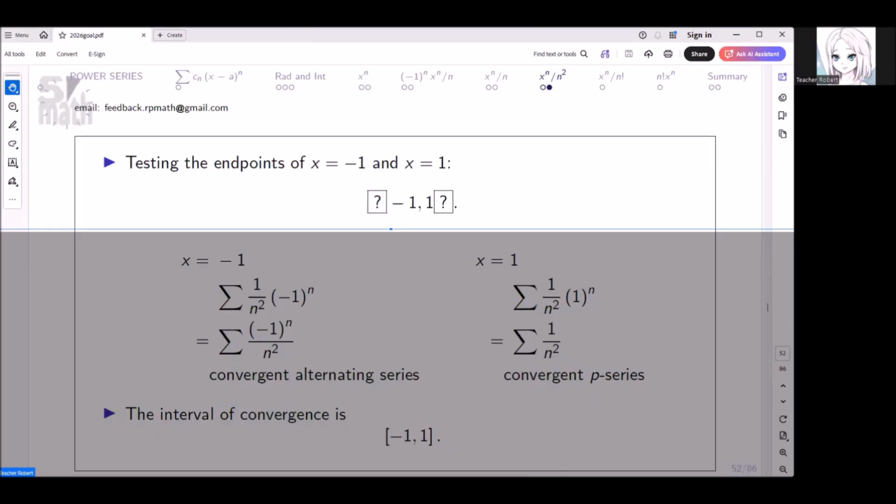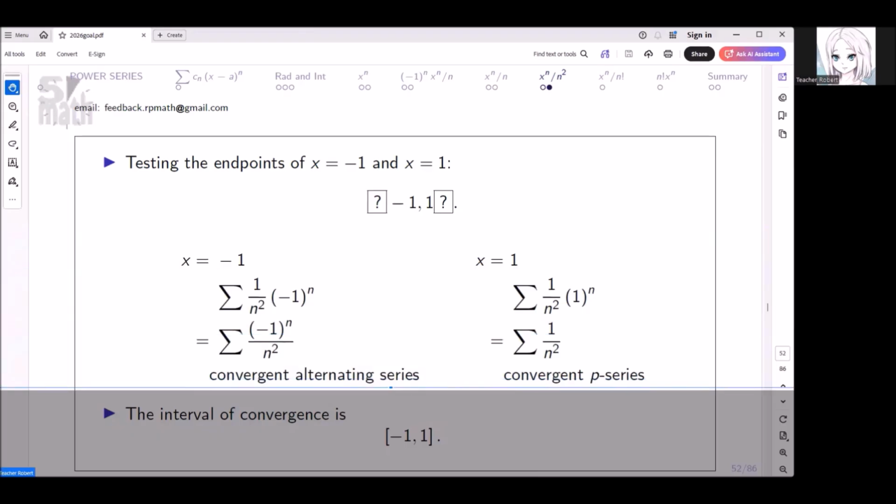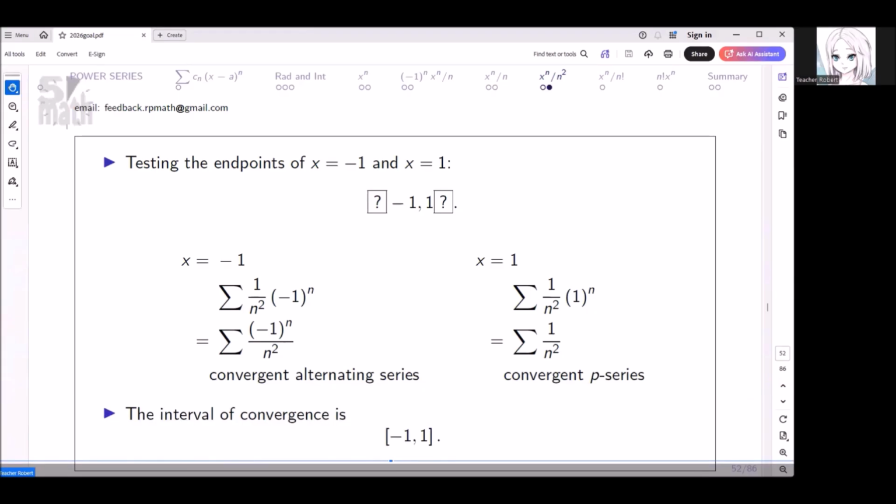Testing the endpoints of x equals -1 and x equals 1, we have this. X equals -1, convergent alternating series. X equals 1, convergent p-series. The interval of convergence is this.